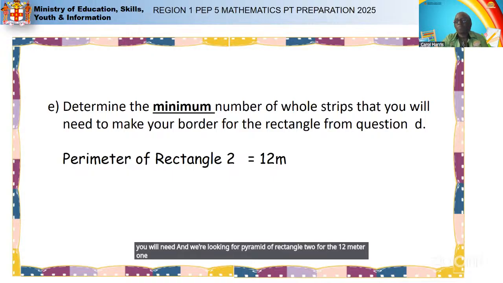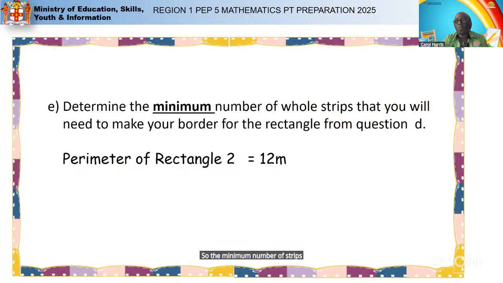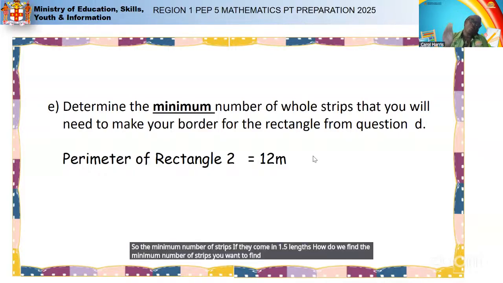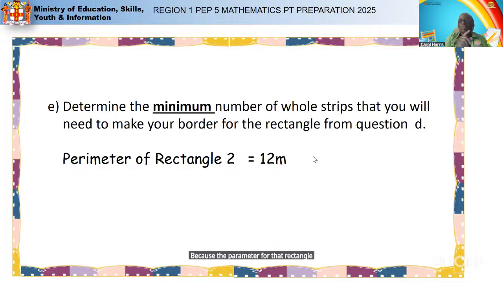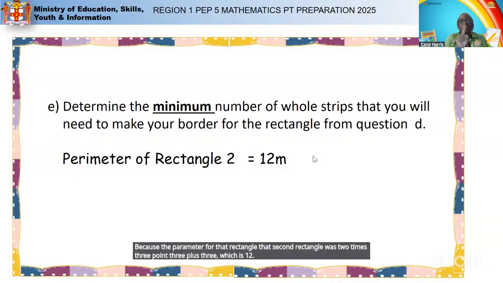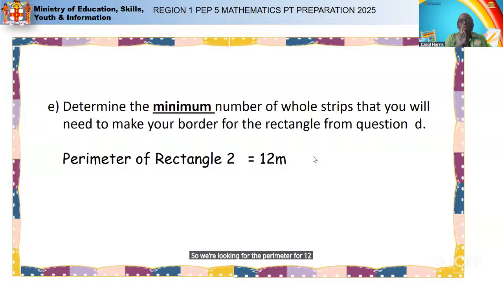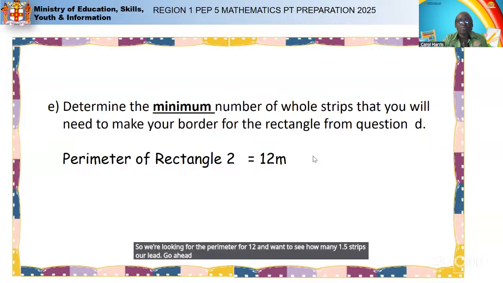So the minimum number of strips, if they come in 1.5 lengths, how would we find the minimum number of strips? We want to find how many we will need to go around the 12 meters, because the perimeter for that second rectangle was 2 times 3.3 plus 3, which is 12. So we're looking at the perimeter of 12 and want to see how many 1.5 strips I will need. Go ahead, Michelle Gordon. I see you've raised your hand. How would I find the minimum number of strips that are needed?